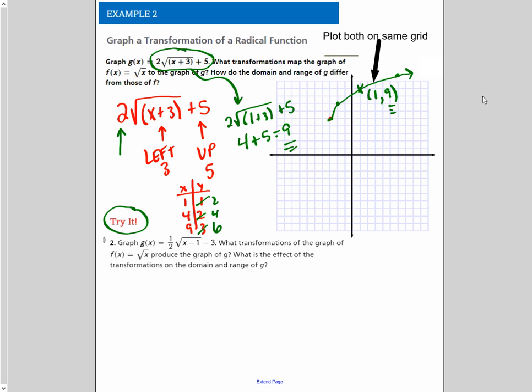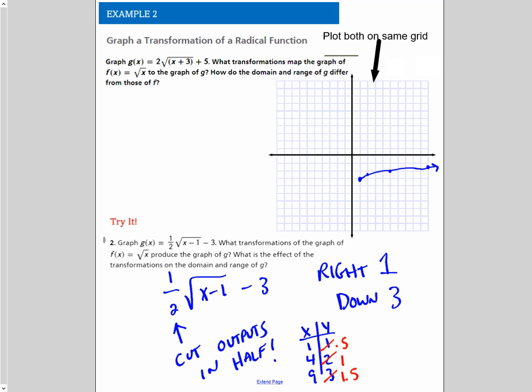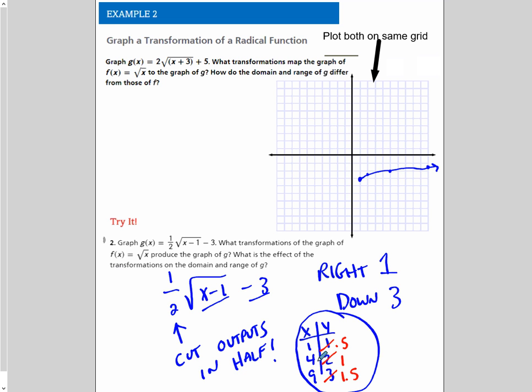All right, assuming you did pause the video like I told you to, you now see the answer on the screen. The vertex moved right 1, down 3, and then the 1/2 cut these outputs in half. I made a quick little table here, and the normal behavior with the inputs and outputs is 1, 1, 4, 2, 9, 3, but due to the 1/2, all of these y's get cut in half. So this square root function is a little bit flatter. It's not rising as quickly because of that 1/2.